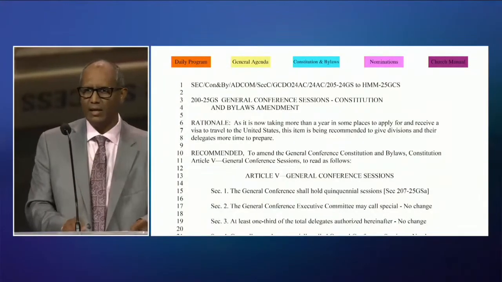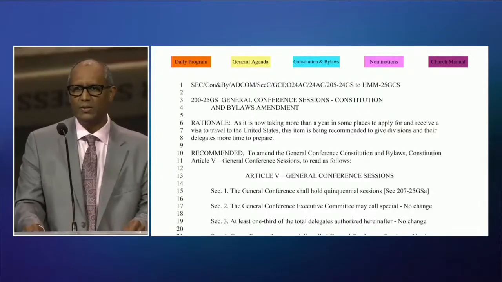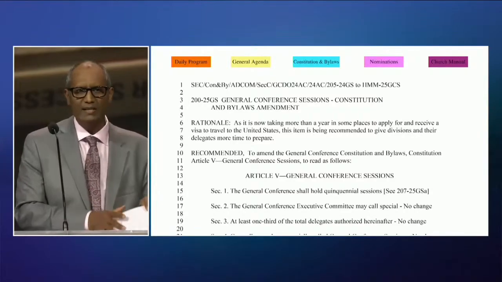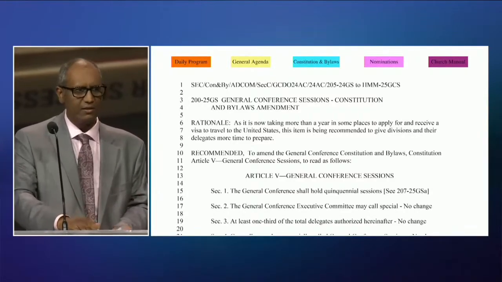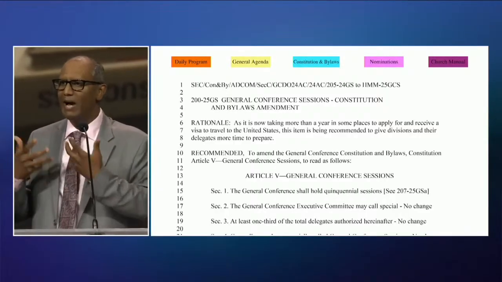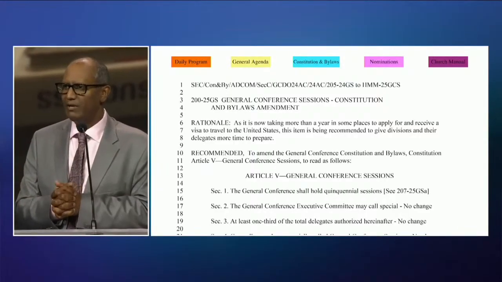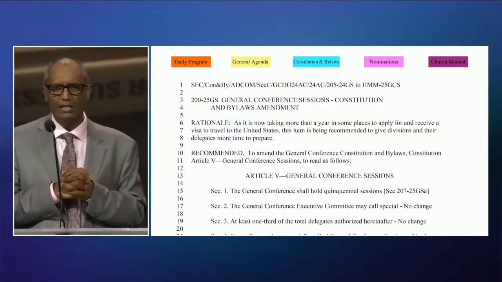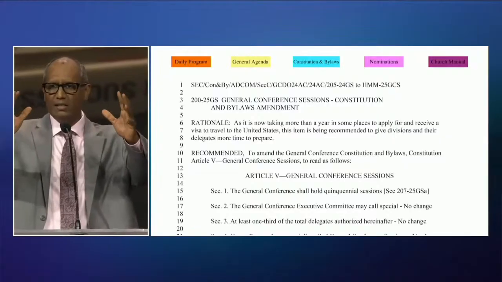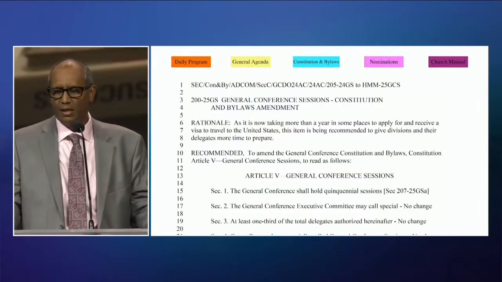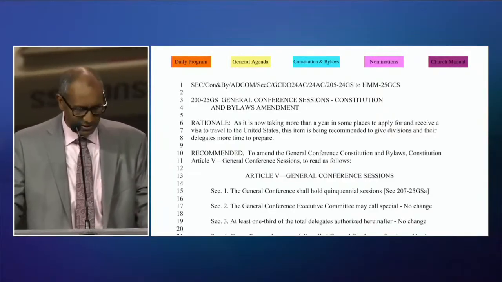Each time I will make it abundantly clear to you so that you know why we are making these changes. There is a rationale behind it. Something has happened, or we are proactively preparing for something that may happen. So let me share with you, dear delegates, what is motivating this change in the Constitution of the General Conference.